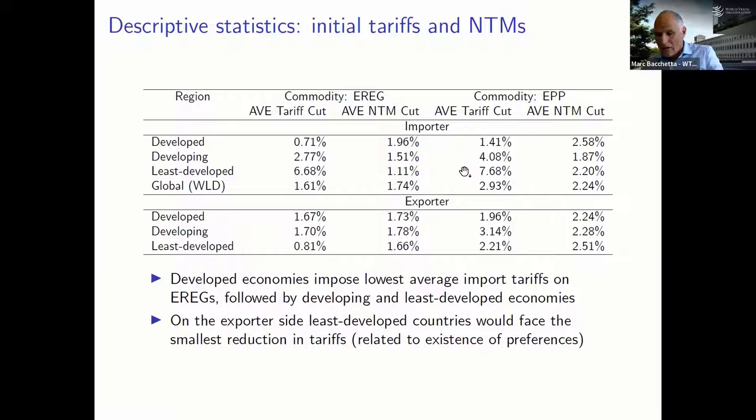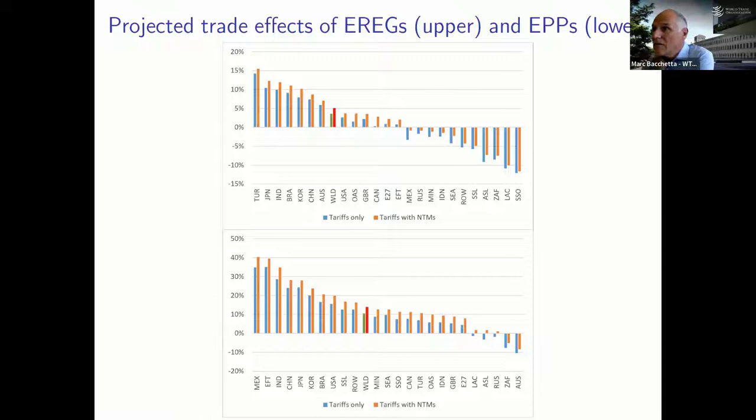Turning now to the results, we first look at the impact of reducing tariffs and NTMs on exports of EREGs and EPPs. We see that tariff cuts on EPPs are actually almost twice as important as those on EREGs. The upper chart here shows the impact on EREGs, while this chart here shows the impact on EPPs. We see that the exports of most countries actually increase as a result of the liberalization, which somehow comes a little bit as a surprise.